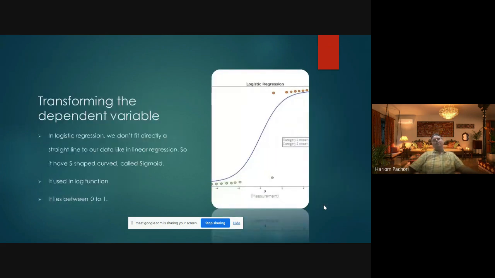So what we are doing in logistic regression is transforming the dependent variable. In logistic regression, we don't fit a straight line directly to our data like in linear regression. It has an S-shaped curve called the sigmoid. This is one of the transformations, the log transformation. The log function lies between 0 and 1.